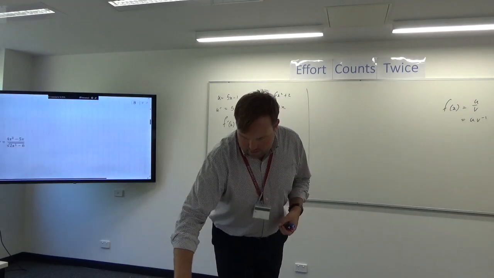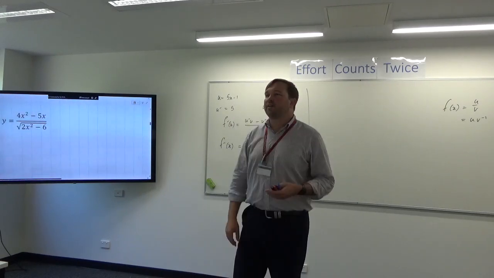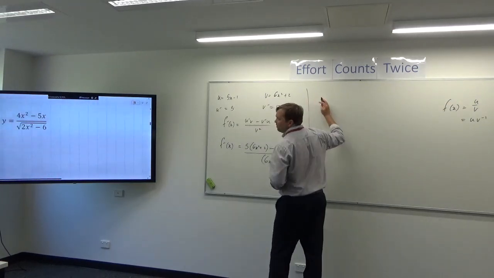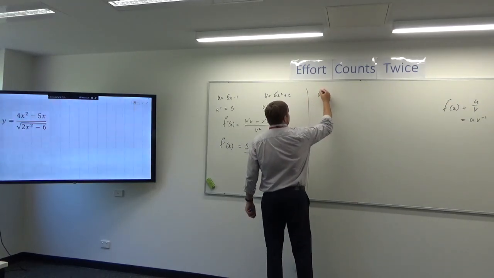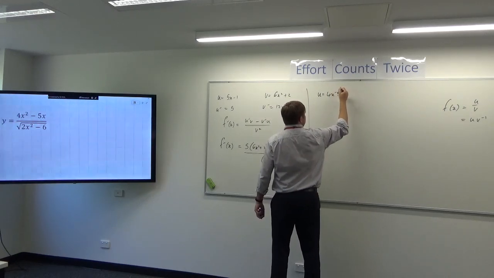Alright, next one. Lovely. As you can probably expect, chain rule gets integrated into this as well, which is glorious. So let's do one involving the chain rule. U is the top function, 4x squared, take 5x.